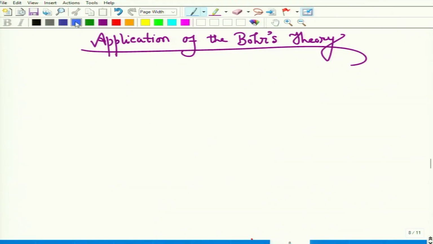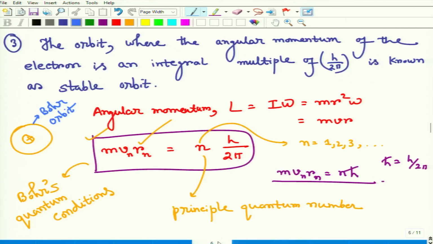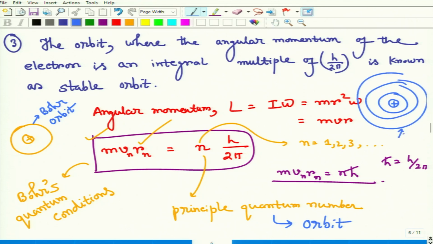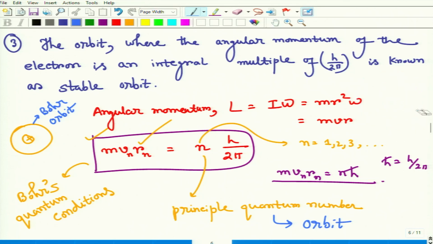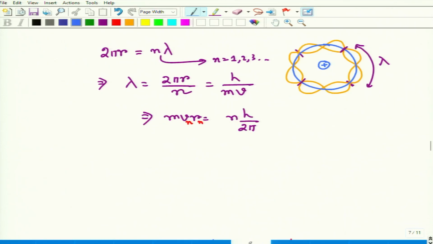So let's consider any nth orbit. Here this n is the principal quantum number which indicates which orbit it is. There may be n number of orbits, n equals to 1, 2, 3 and so on. Let me draw it clearly. This is the nucleus, this is the first orbit where n is equal to 1. This is called orbit K.